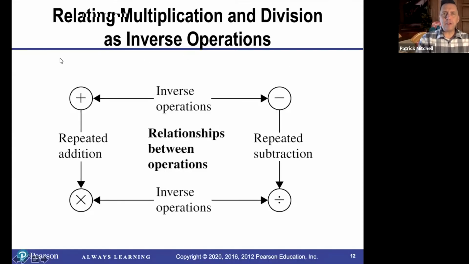I always like to point out this relationship, relating multiplication and division as inverse operations. Starting with addition and subtraction, of course, they're inverse operations. When you turn addition into repeated addition, you get multiplication. And when you turn subtraction into repeated subtraction, you get division. Multiplication and division are also inverse operations.